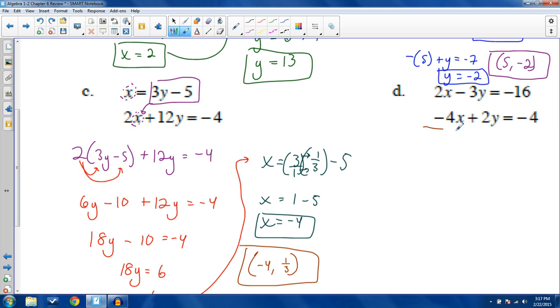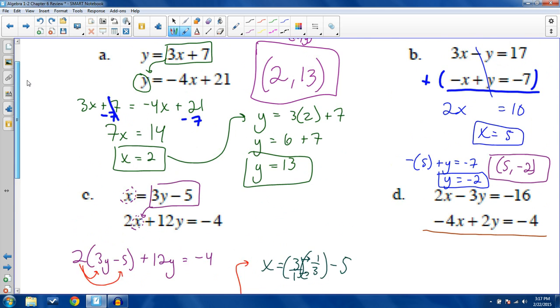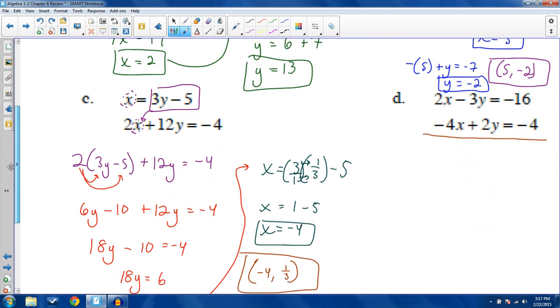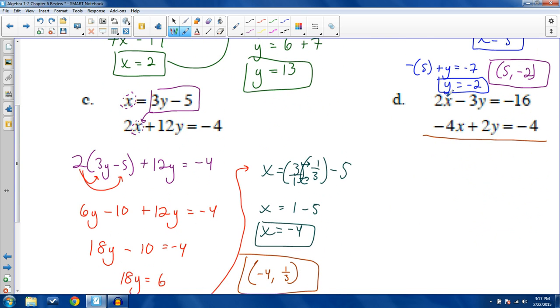The problem is if I added straight down immediately like I did in part B, notice how these y's eliminated there. Maybe it was luck, but we had the benefit of using elimination right there. Well, 2x minus 4x is negative 2x. Negative 3y plus 2y is negative y. Negative 16 plus negative 4 is negative 20. I did not better my look of this problem by adding these down. I didn't eliminate anything, right? What's the point of using elimination method if you don't eliminate? It's like using substitution method without substituting.